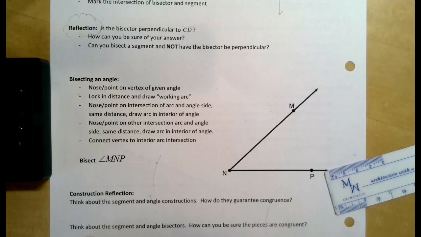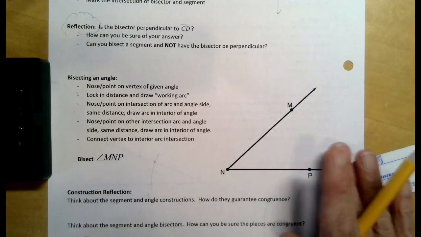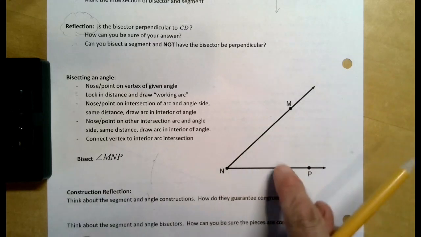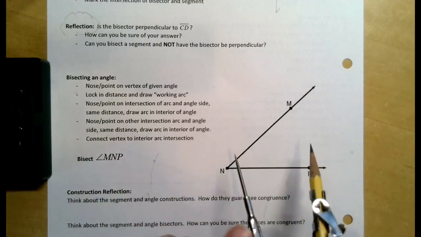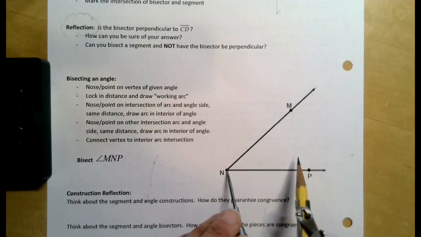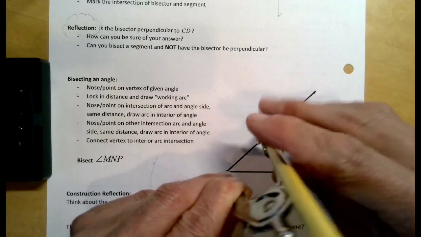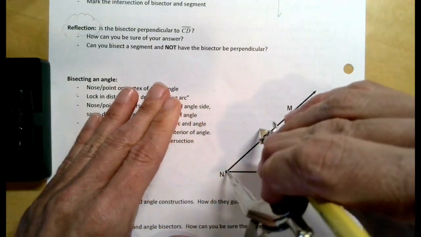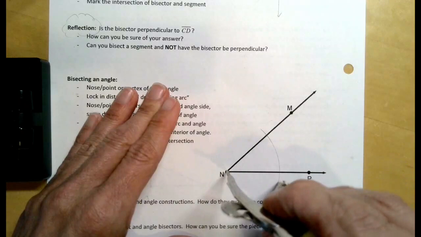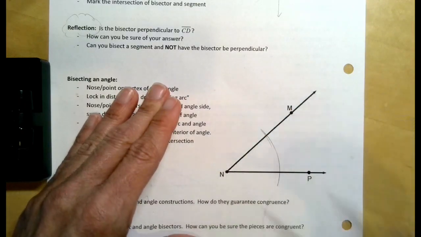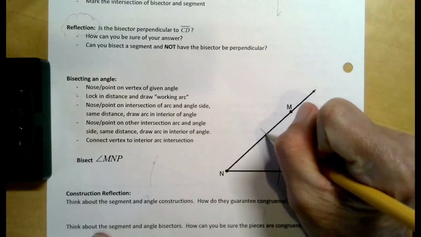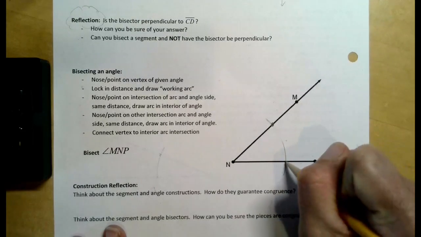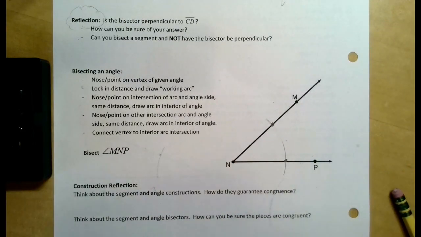All right, last construction here, bisecting an angle. So I want to cut the space in between these two sides of the angle in half. We'll go ahead and, again, use our traditional compass for this one. We're going to put the nose on the angle, lock in any arbitrary distance, and draw a working arc. So here comes our working arc. And the reason we need a working arc is because we need a place from which to measure. So this point here becomes super important, and this point here becomes super important.